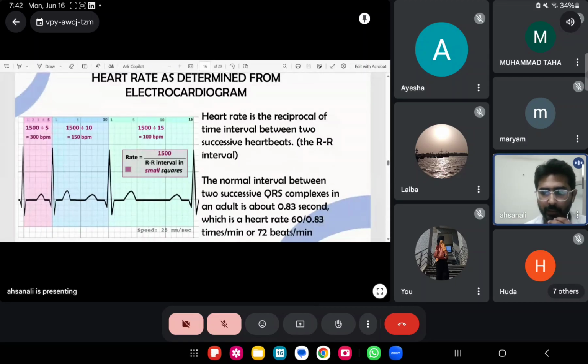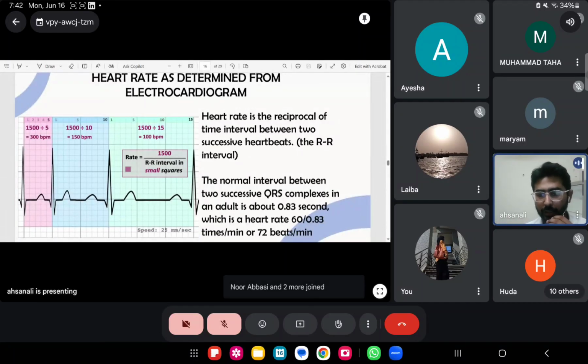Shifting gears, now here we are going to see something important when you calculate the rate. The normal rate is between 60 and 100 beats per minute. When it is above 100, it is a tachycardia, and when it is below 60, it is a bradycardia. For the undergraduate level, it is very simple to remember and follow.